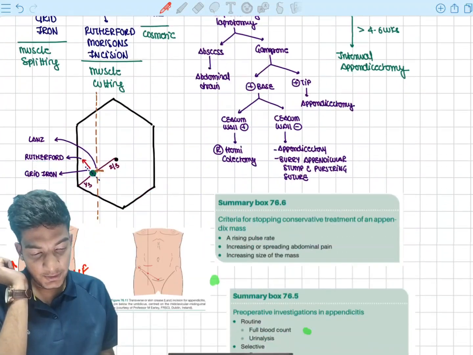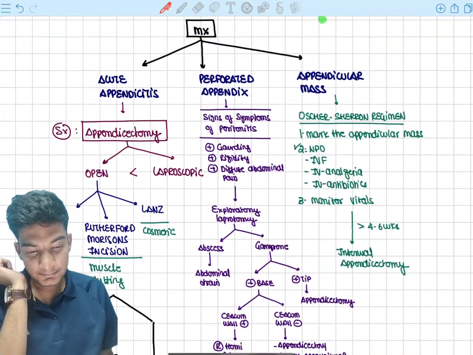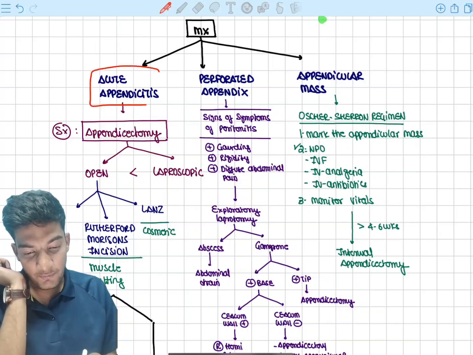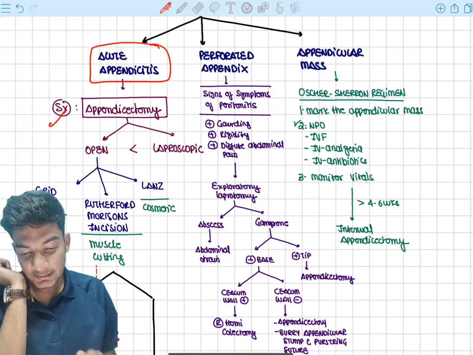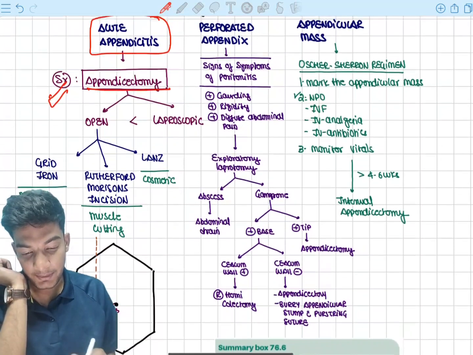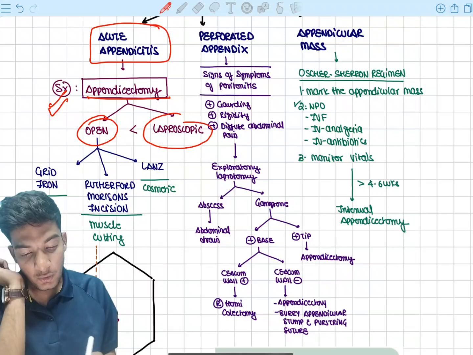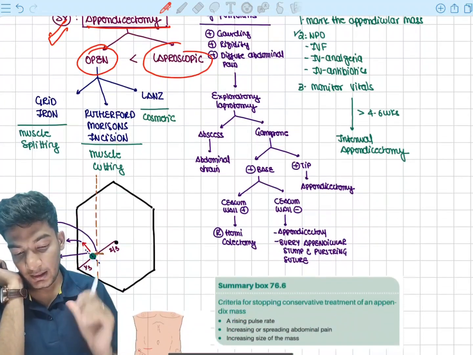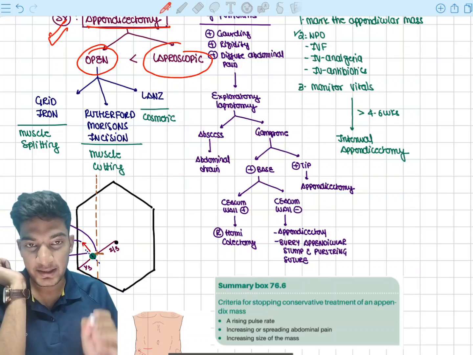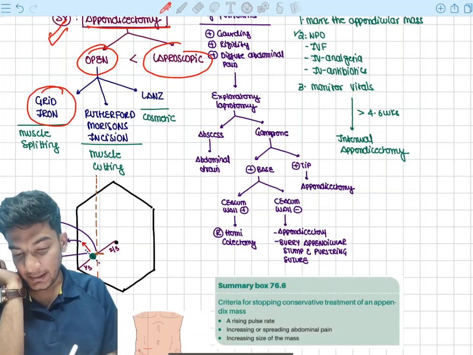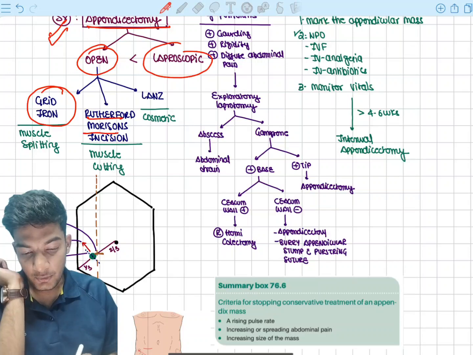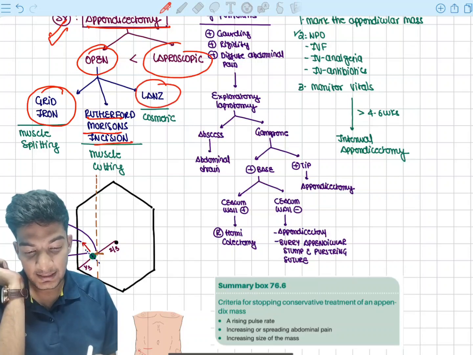Let's come to the management part. The management of acute appendicitis includes the surgical approach, appendectomy, which could be open or laparoscopic. Now the open approach has three major incisions to be dealt with: grid iron, Rutherford Morrison incision, and Lanz.